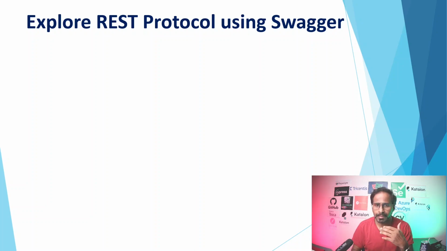Before we start exploring API scan project section, let us first explore REST protocol using Swagger. This helps you to understand how you can access the Swagger and what are all the different APIs that are available for us to automate by using Tricentis Tosca.